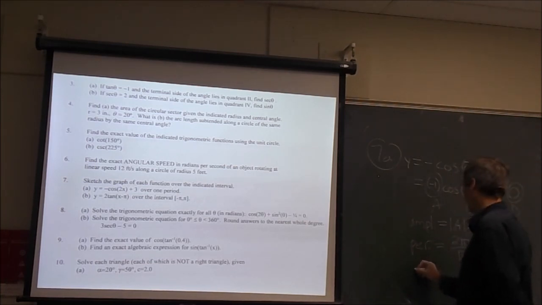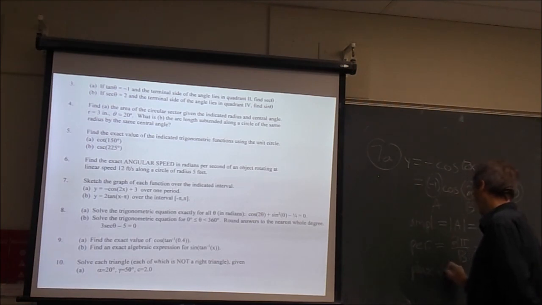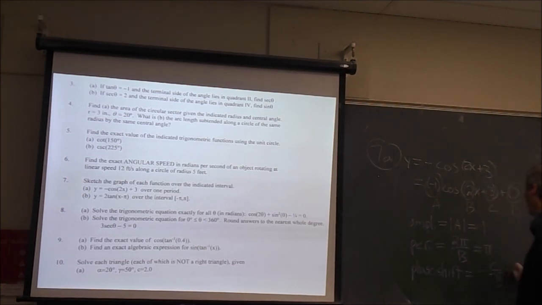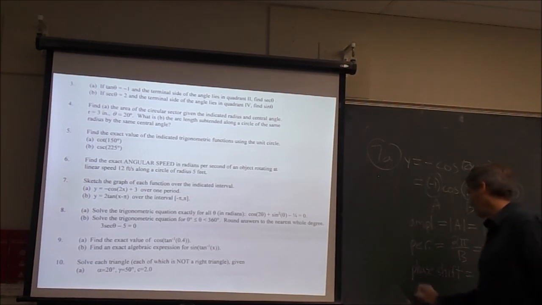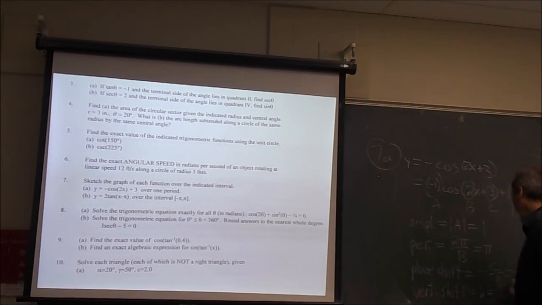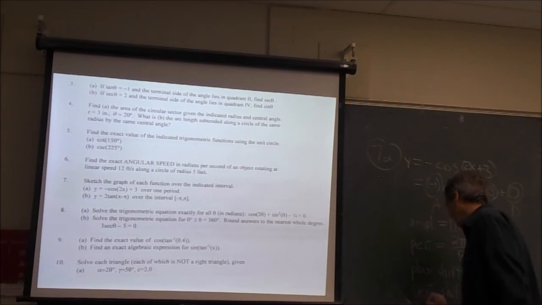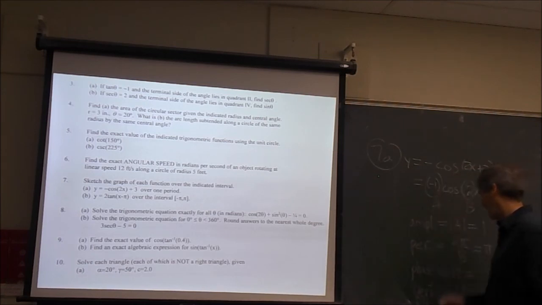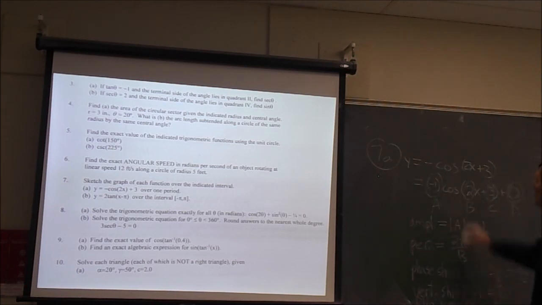The phase shift is minus c over b, which is minus 3/2. And the vertical shift is d, which is nothing. And finally, is there a flip? If a is negative, there is. Yes, a is negative. It's flipped upside down. So now we can sketch it.